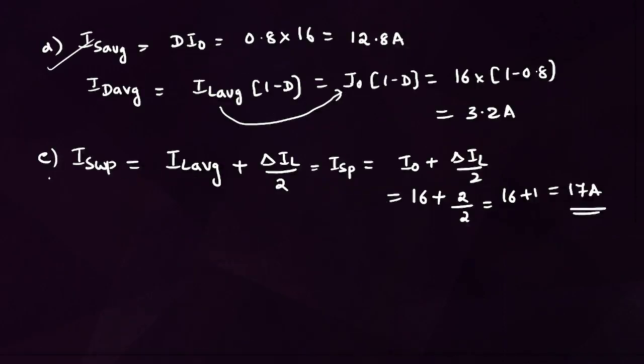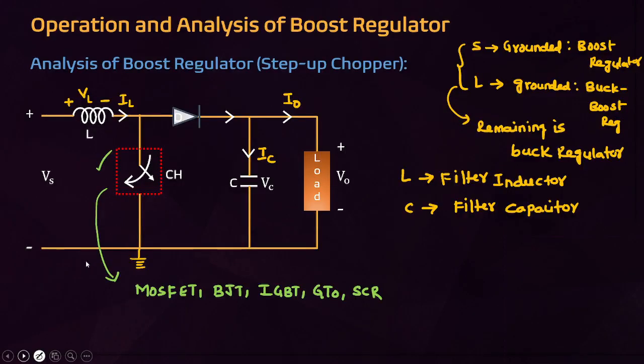Then what is the average source current? That is the average diode current, the freewheeling diode current: IL average into (1 minus D). The peak value of switch current equals IL average plus delta IL by 2. That is about the buck regulator. Then one more circuit is the operation and analysis of boost regulators.